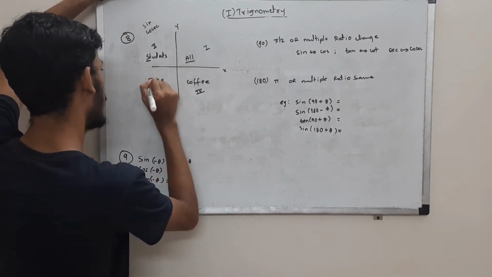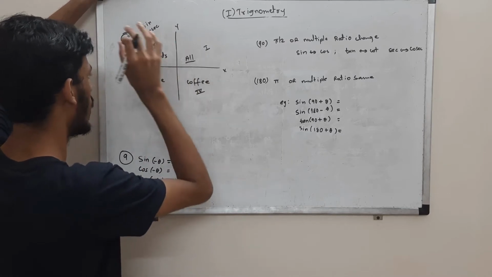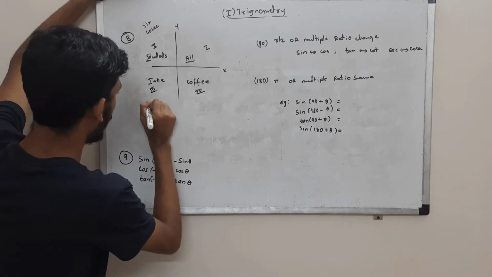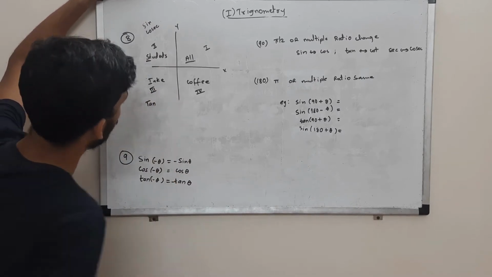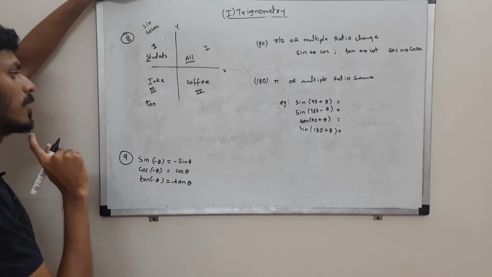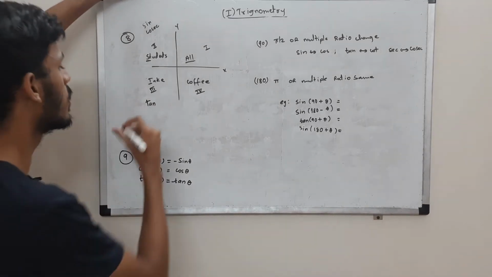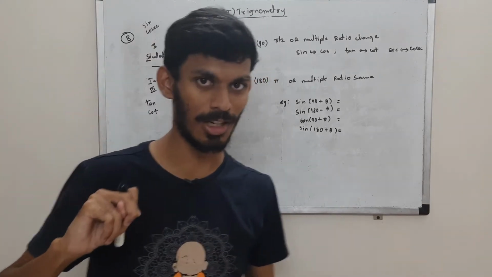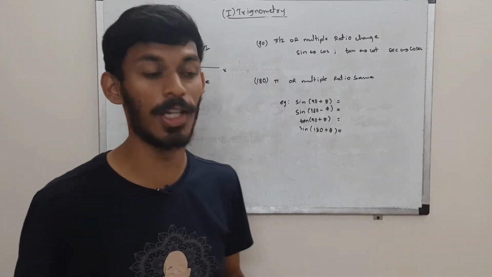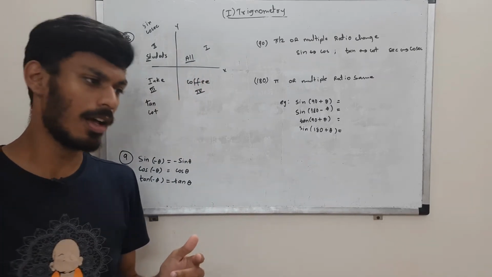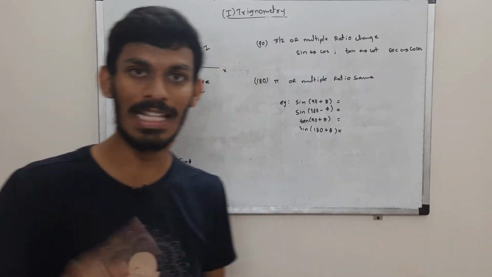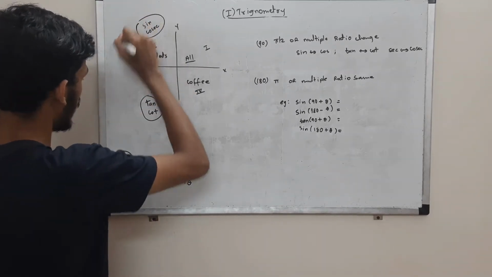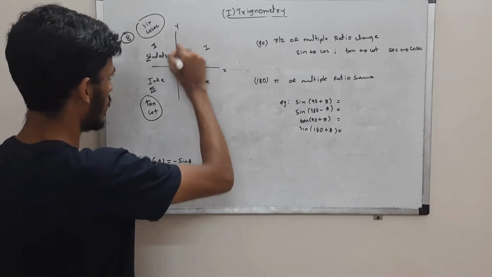Then in the third quadrant, take. Here in the first quadrant all are positive, in the second only sine and cosec. Now take is for tan, T for tan, right? So tan is positive, meaning its reciprocal will also be positive, which is cot. So in the third quadrant, only tan and cot are positive. Sine is negative, cos is negative, cosec is negative, and sec is also negative in the third quadrant.